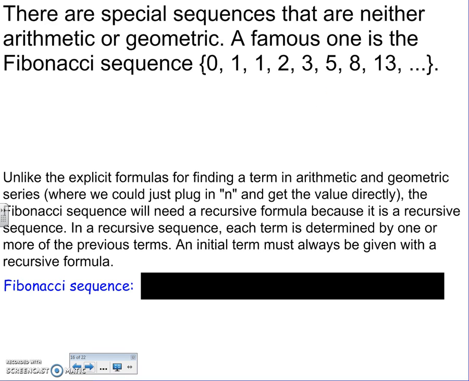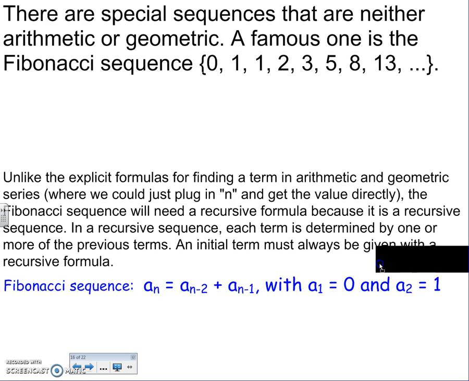Geometric's multiplier, well, 0 times anything is 0, so that fails too. So again, it's not arithmetic or geometric because we can't find something to add or multiply each thing. We have to find, like I said, a different formula, recursion. It uses previous terms. Here's the actual formula.